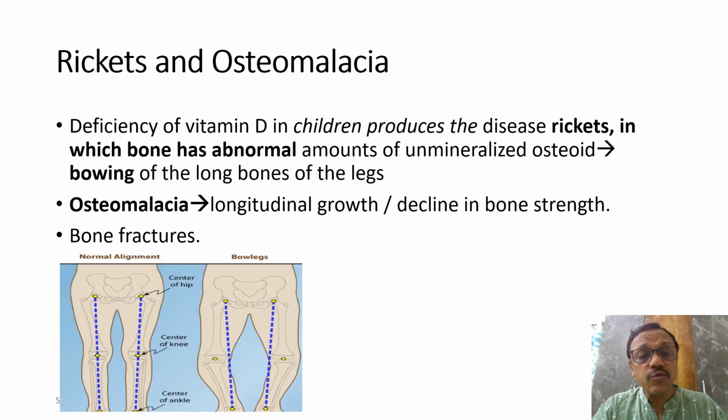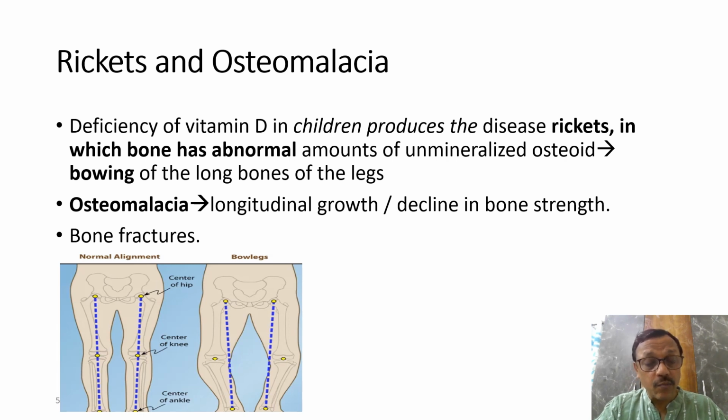Now, deficiency of vitamin D in children produces a disease known as rickets. Now what is happening in rickets? The bone has an abnormal amount of unmineralized osteoid. As a result of that, there is a bowing of the long bones of the leg in children. Over here, you will be able to see the normal alignment of the bone, and over here you can see the bowing of the bones.